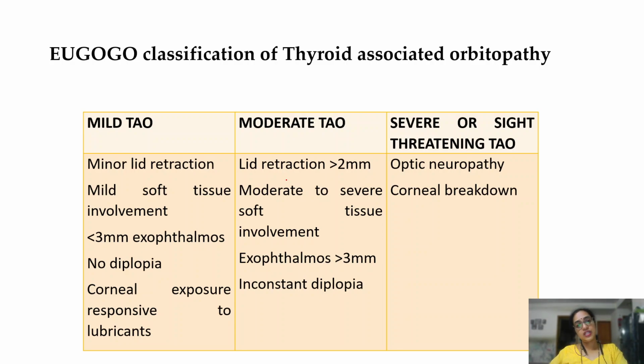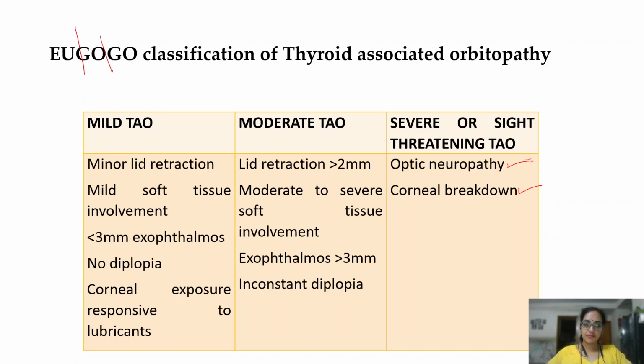There is another way in which you can classify TAO, that is EUGOGO classification. EUGOGO is a European classification. So European Group on Graves' Orbitopathy. That's what EUGOGO stands for. So here you can classify it as mild, moderate, and severe. Just remember that severe has optic nerve involvement and corneal exposure. So what is mild? What is moderate? This is all that you have to understand.